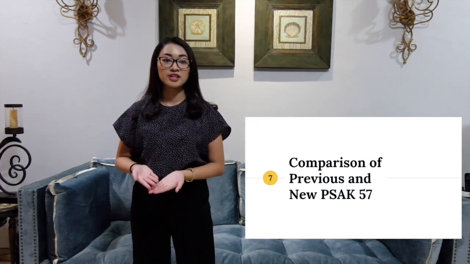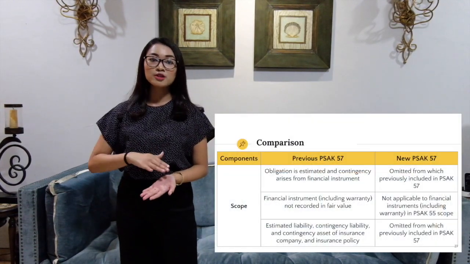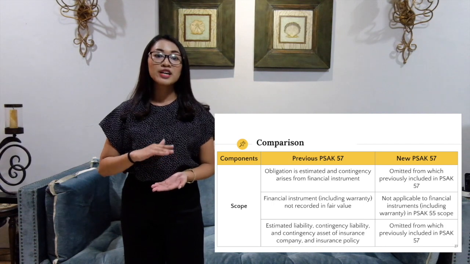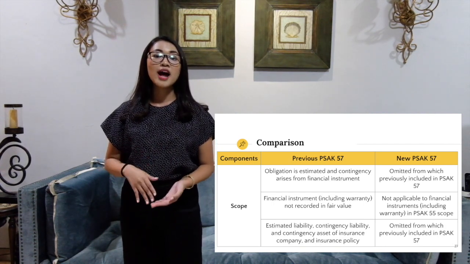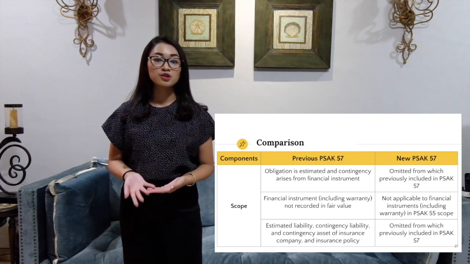Okay, next I will explain to you about the comparison of the previous and the new version of PSAK 57. I will explain to you in three components, which are scope, transitional requirements, and the appendix. So the first one is the scope. In the previous version of PSAK 57, obligation is estimated and contingency arises from financial instrument, whereas in the new PSAK 57, it is omitted.